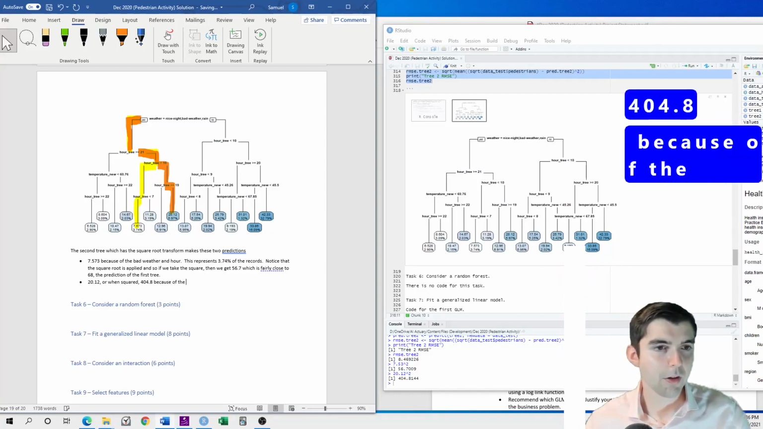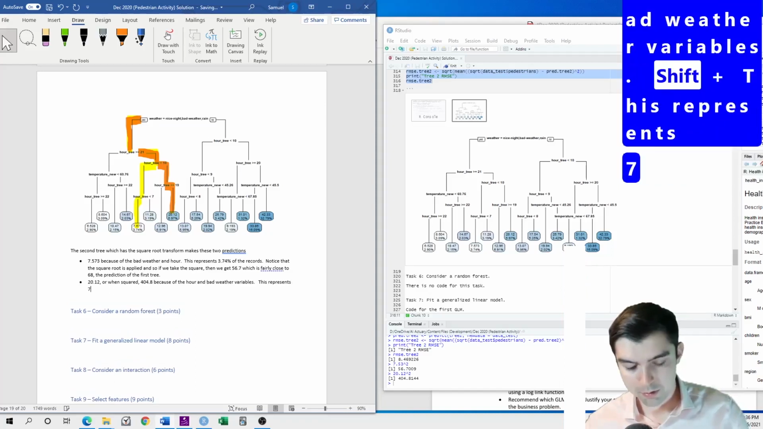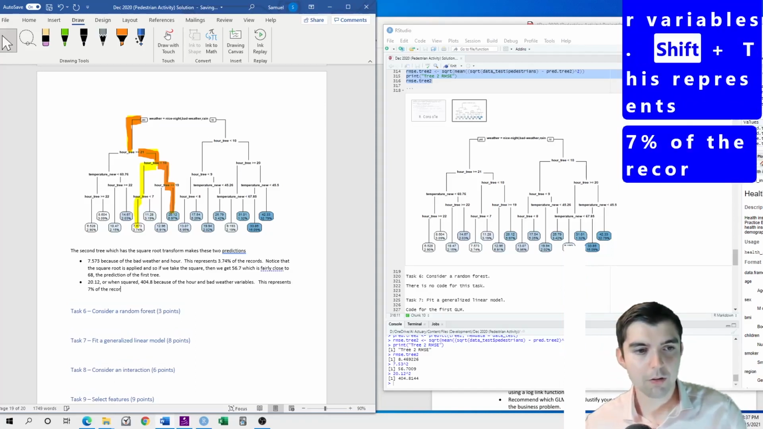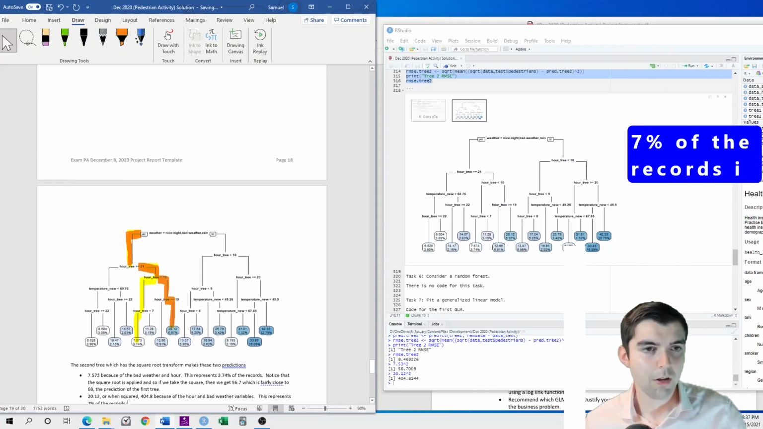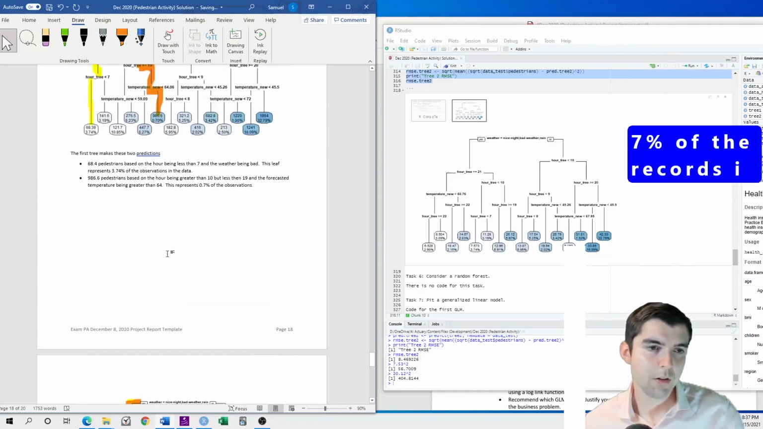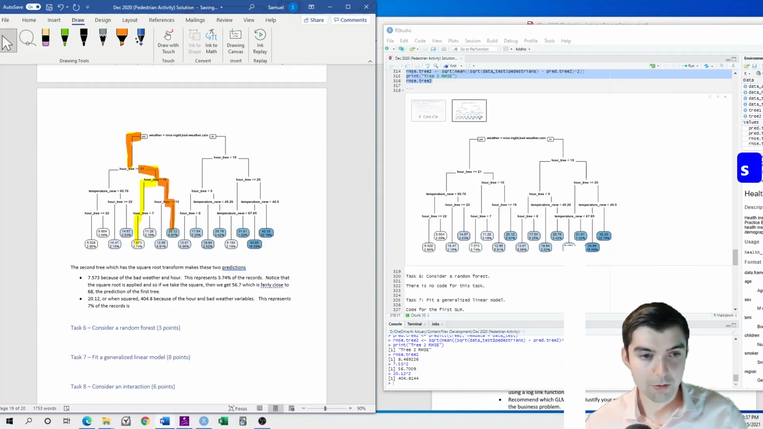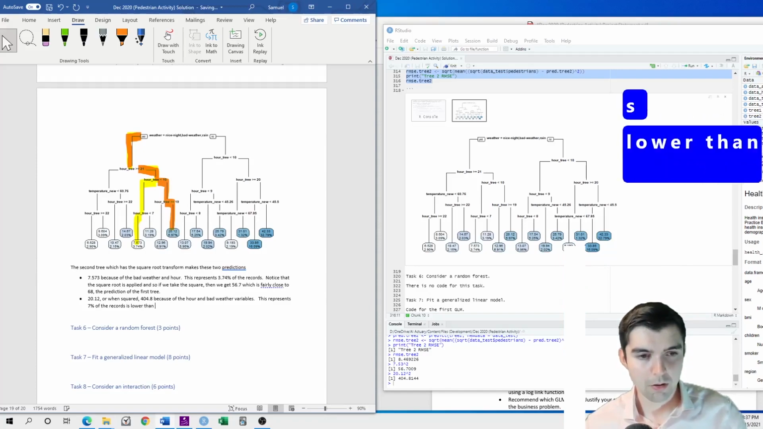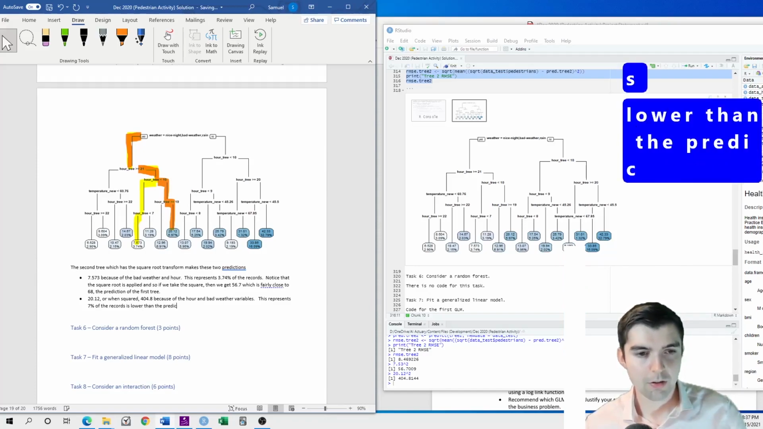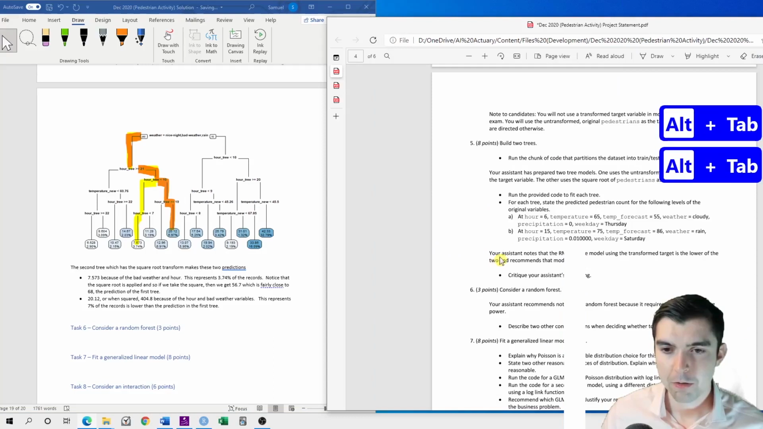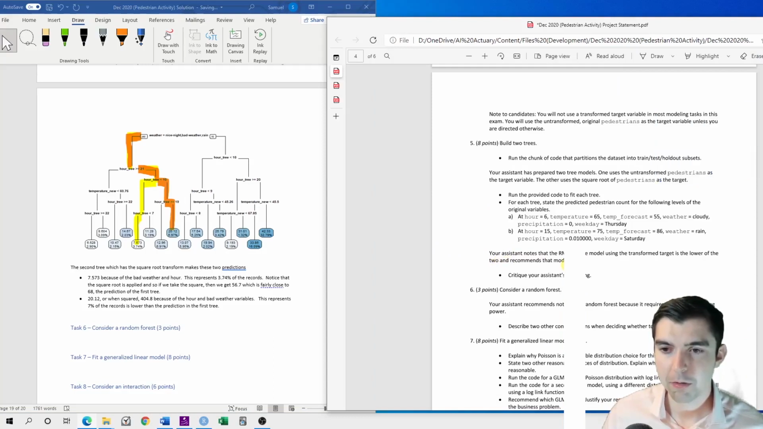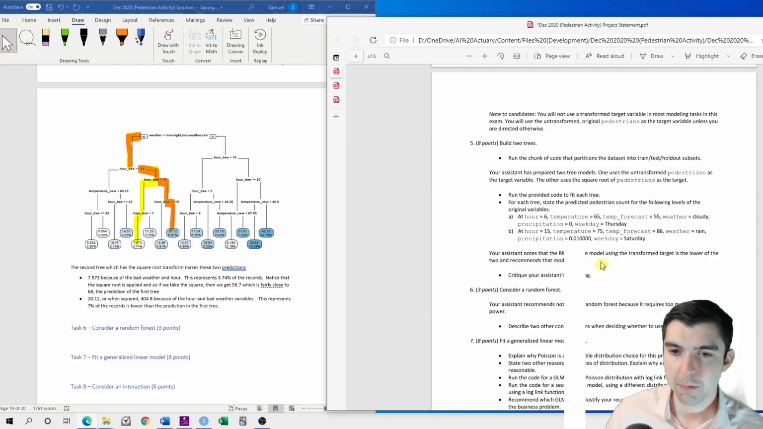Because of the hour, bad weather, 7% of the records, and it is different, it is lower than the prediction in the first tree. Your assistant notes that the RMSE of the model using the transformed target is lower of the two and recommends that model. Critique your assistant's reasoning.